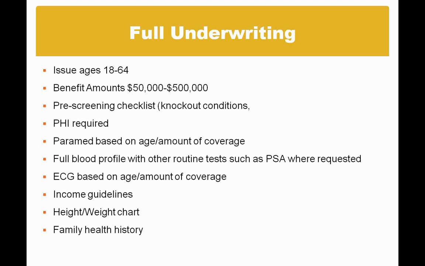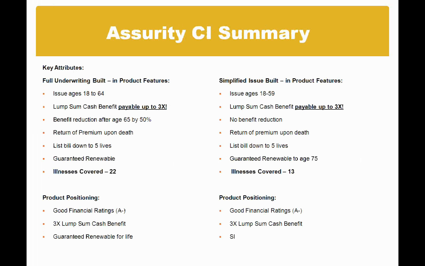Now for full underwriting, you've got a phone health interview that's required. You've got, of course, your knockout conditions, a possible paramed based on amount, and then blood profile, ECGs, and income guidelines. If you're buying $500,000 and you only make $40,000 a year, they're going to wonder what's going on there. And there's a height and weight chart, and family health history. Of course, the APS will be pulled in most cases.